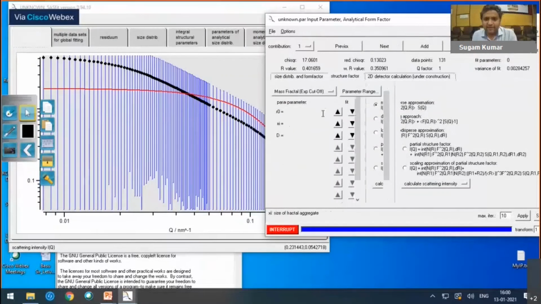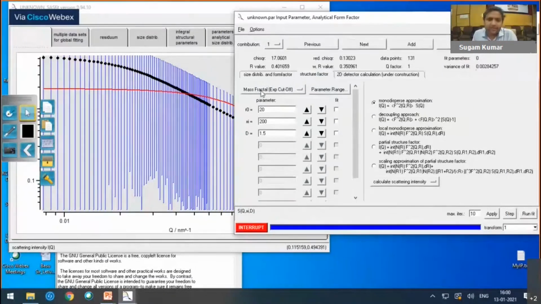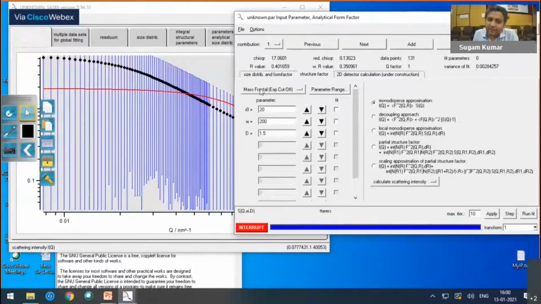Fractal, mass fractal, the structure fractal. Yes, sir. Right. So what we did is we fixed this sphere as a form factor. Now we incorporate the structure factor of the mass fractal. There are three parameters. And as I explained, whenever you keep the cursor here, it will explain what parameter this is. This is the micellar radius. Keep in mind that model. This is the overall size of the fractal and this is the fractal dimension.